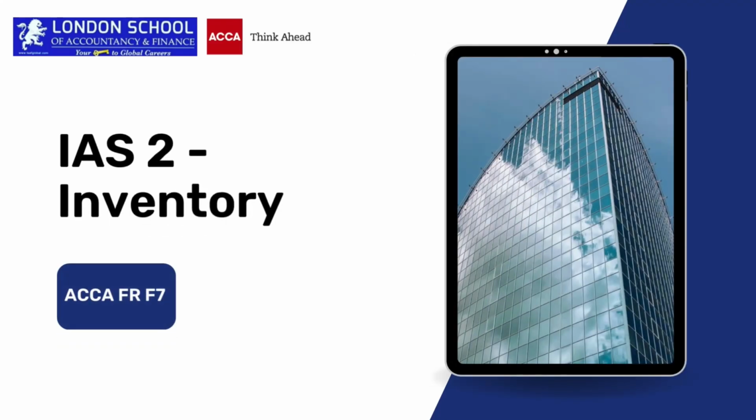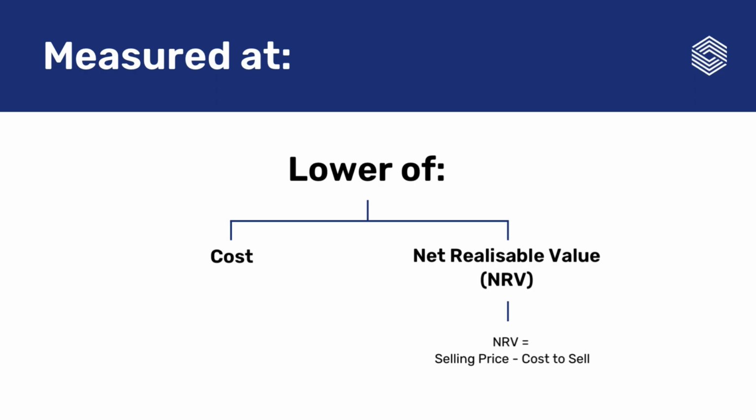Let us go into IS2 Inventories. I think this was taught in FA. Now we all know that inventories are measured at lower of cost or NRV, right? Agree? Remember, inventory is measured at lower of cost or NRV. What is NRV? NRV is basically selling price minus cost to sell.